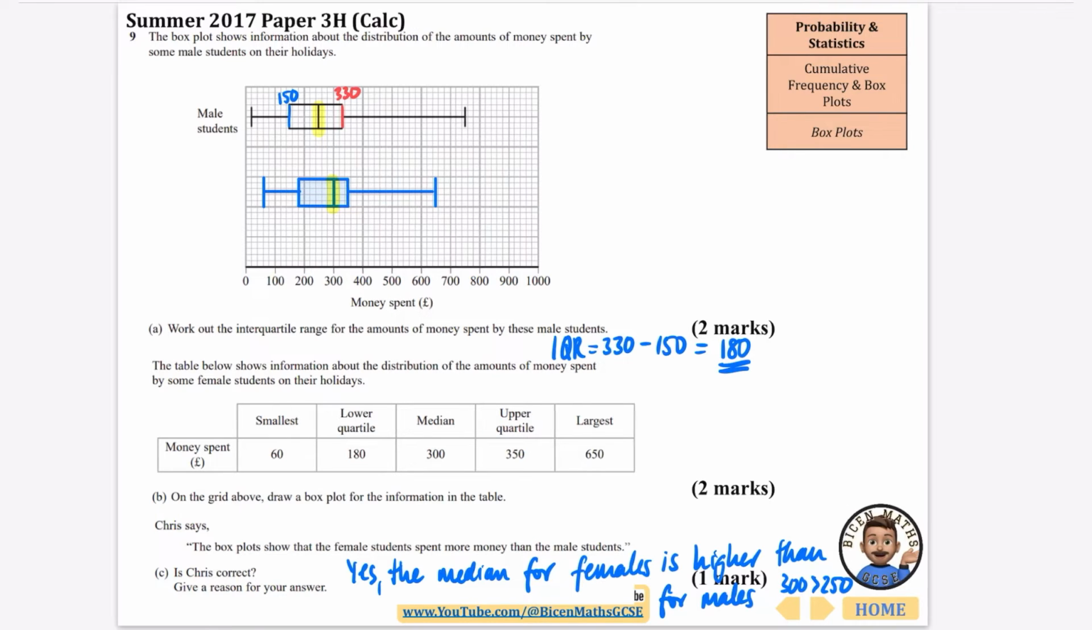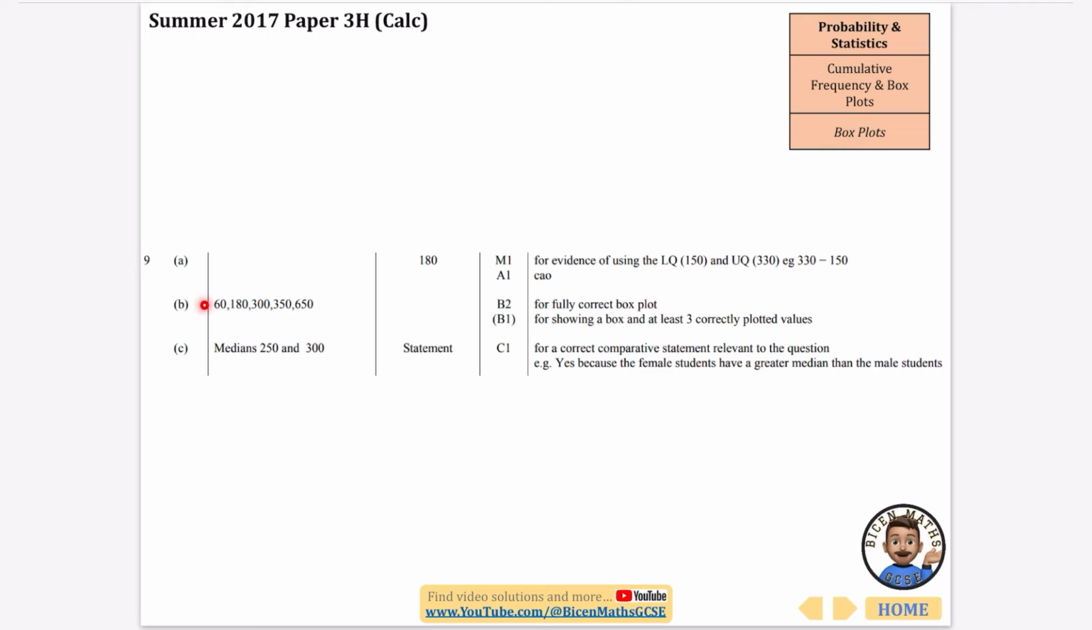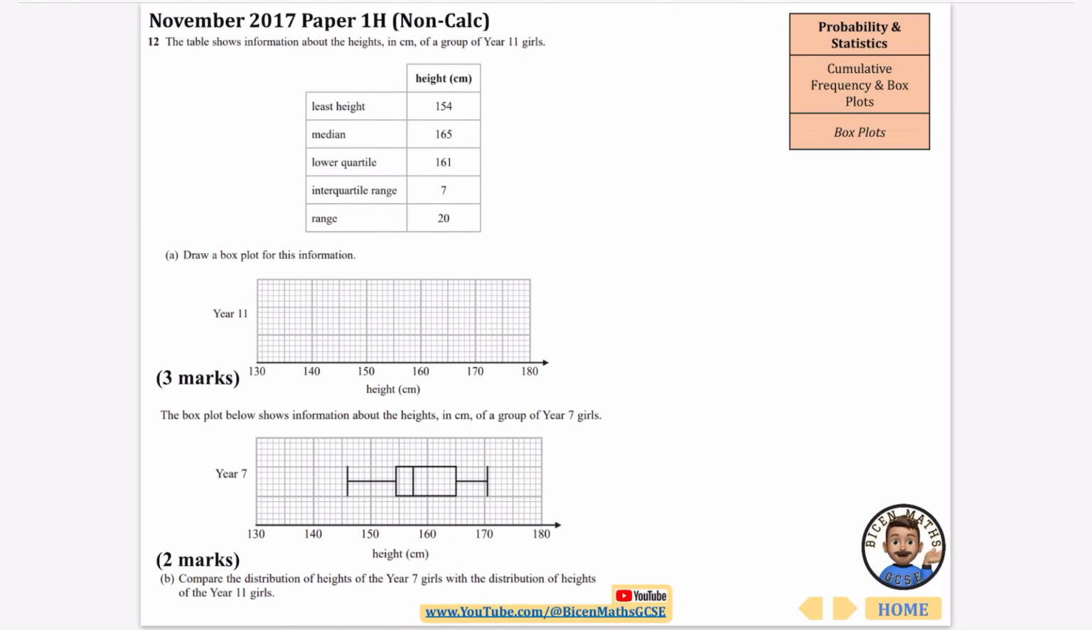Okay, let's see if we've got this right. So we want 180, and then we've got the box plot, and then the medians 250 and 300. So we do want to give some numbers with that as well.